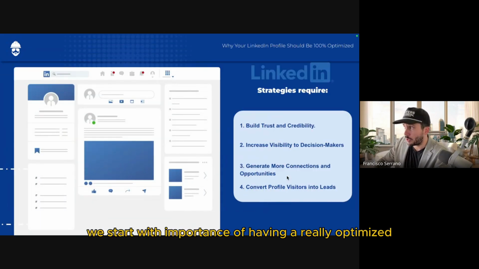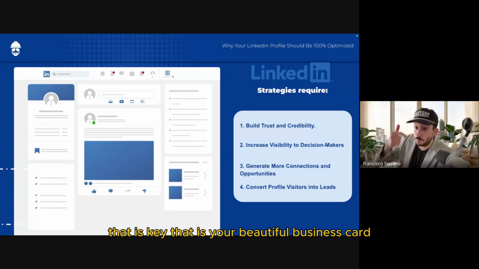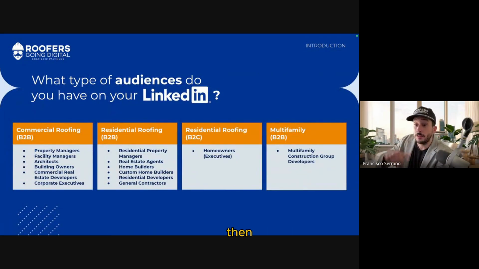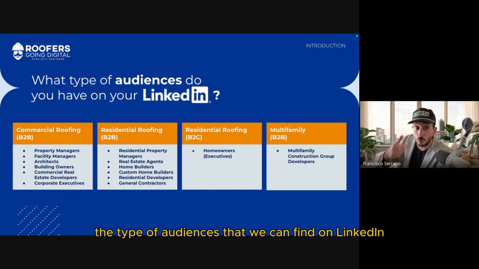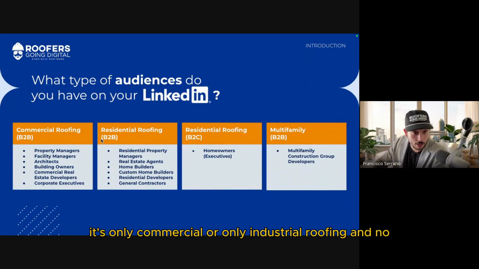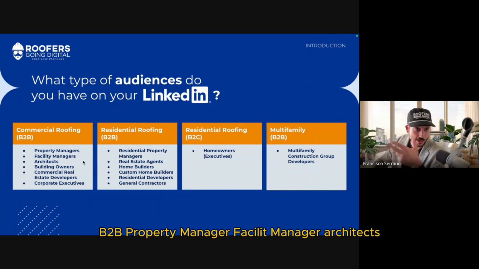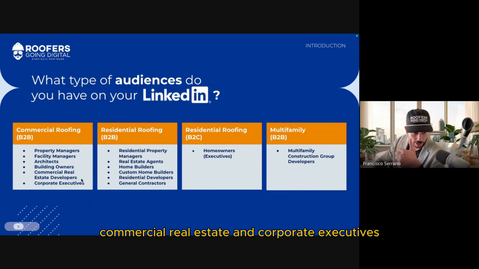In the last conversation, we started with the importance of having a really optimized profile. That is key. That is your virtual business card. Then the types of audiences that we can find on LinkedIn. People think it's only commercial or only industrial roofing, and no, we can find residential too. We can find commercial roofing B2B: property managers, facility managers, architects, building owners, commercial real estate, and corporate executives.